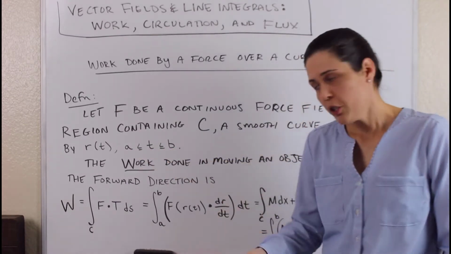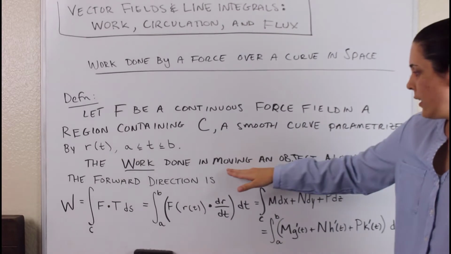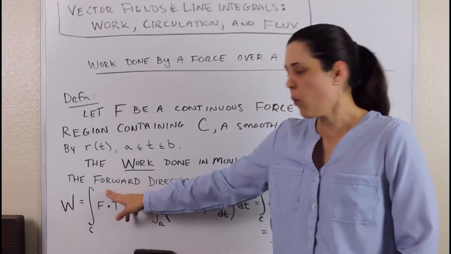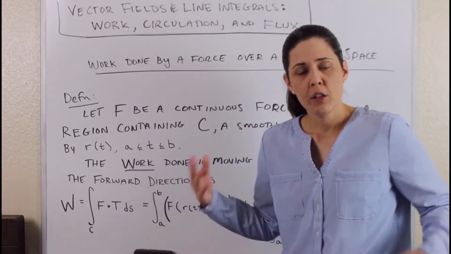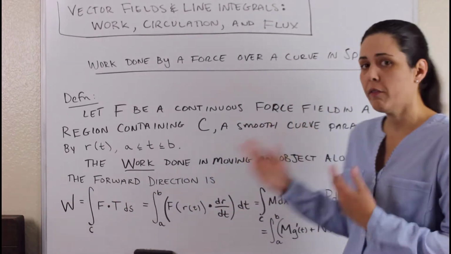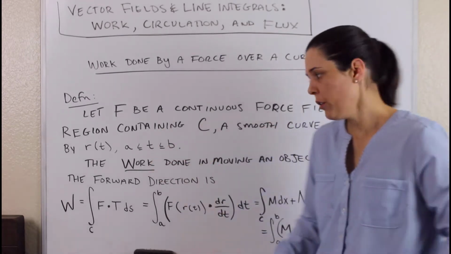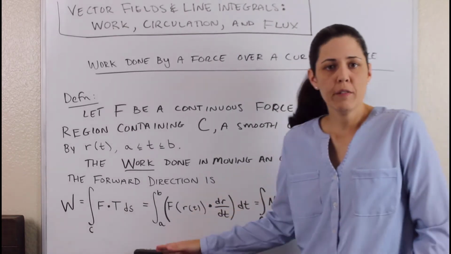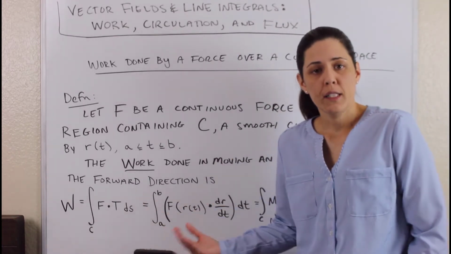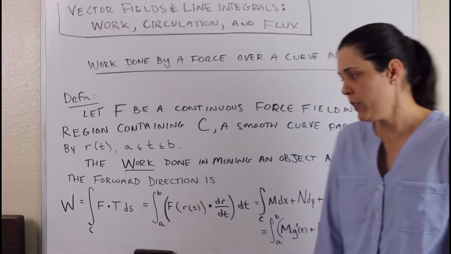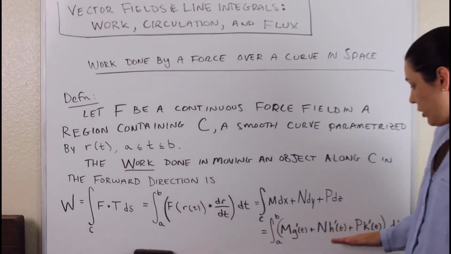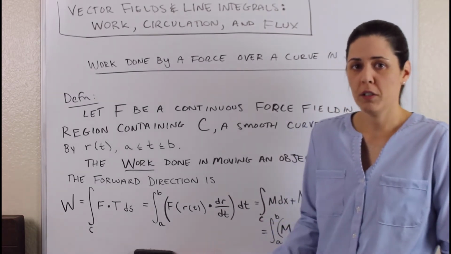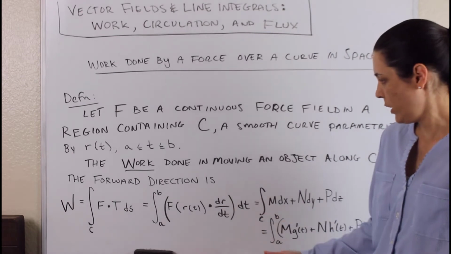So by definition, the work done in moving an object along this curve C in the forward or positive direction, the work done by this force field or vector field in moving an object along a curve is this line integral. And so we've seen this previously, we're just now calling this work by definition. And so I'm giving you actually four different versions of the same integral, and it's because it's easier to evaluate most of the time using different ones here, and I'll point them out.